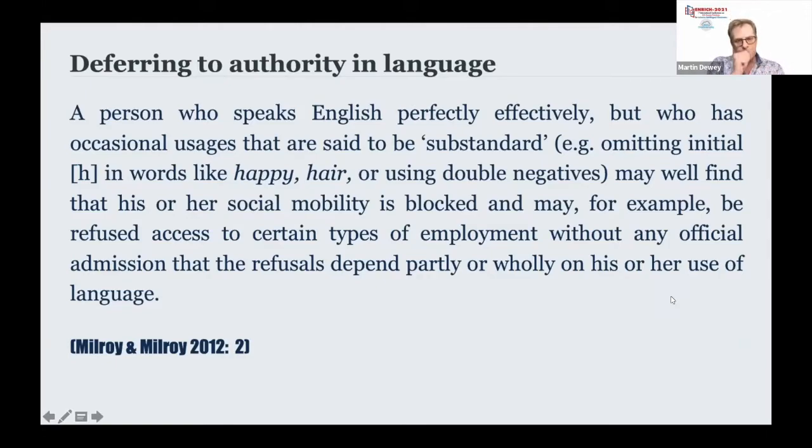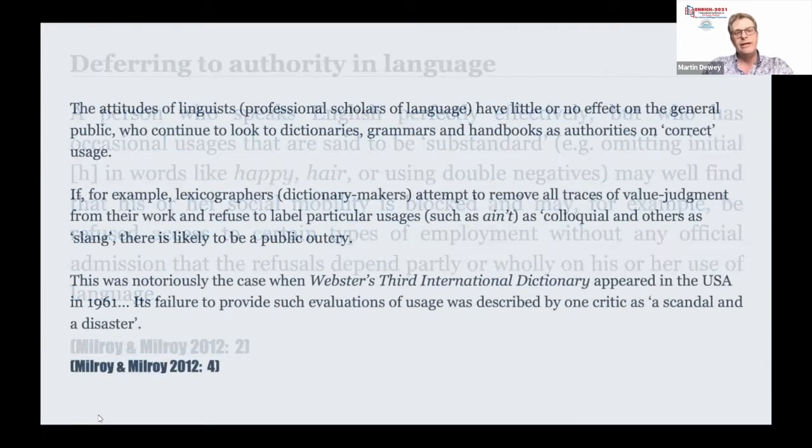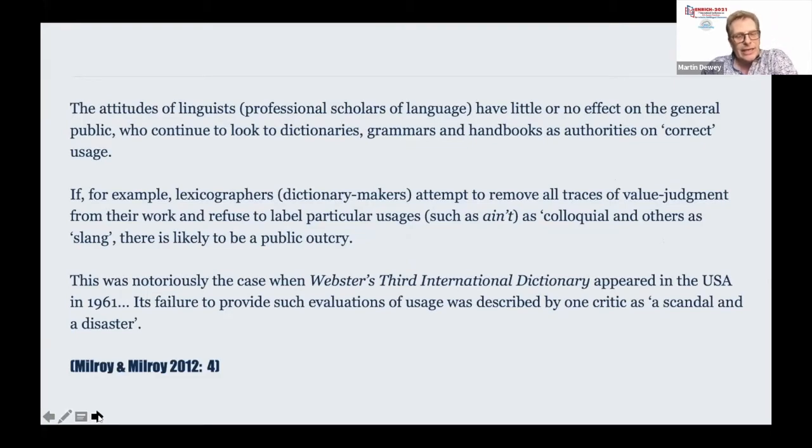So our attitudes to language and the ideologies underpinning those attitudes can have really damaging consequences on individuals if they do not speak the prestige variety. And what's really troubling from our point of view, from people researching language and linguistics, is that another point that Milroy make is that the attitudes of linguists, which they interestingly define as professional scholars of language, have little or no effect on the general public, who continue to look to dictionaries, grammars, and handbooks as authorities on correct usage.